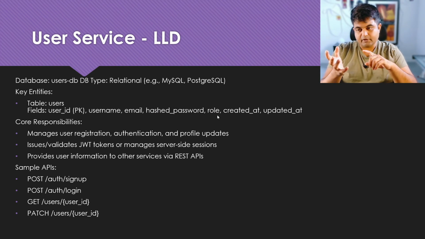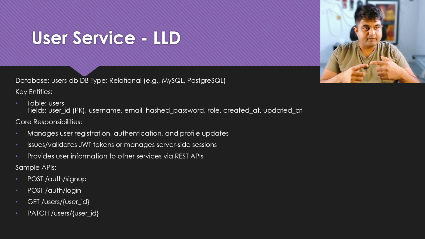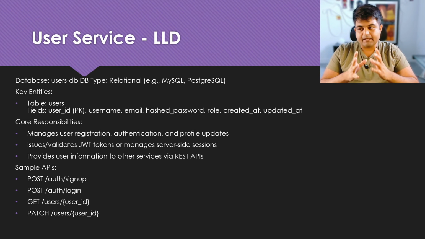So role defines whether that particular user is a seller or a buyer. And then we have when the user was created, if any updates were made, what was the last updated date and time, and things like that. So very simple data design.